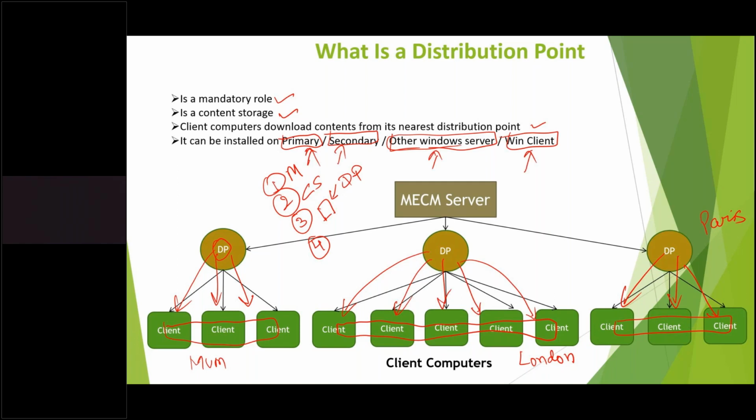Now, how many distribution points can you install? You can install 250 distribution points under one primary site hierarchy. 250 distribution points. Okay, clear? That's what a distribution point is, guys.